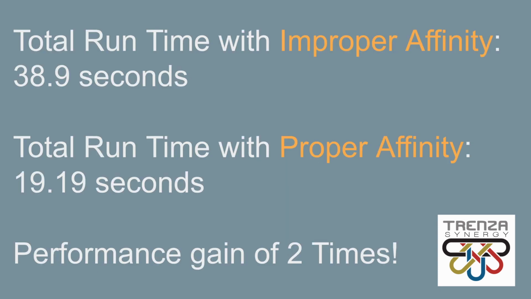Now let's look at the runtimes. The first run with the oversubscribed cores took 38.9 seconds to run. The second run, in which each rank is assigned 2 different physical cores, took 19.18 seconds to run. That's about half the time as the previous run. Not paying attention to the affinity can have a significant impact on the performance of your application.